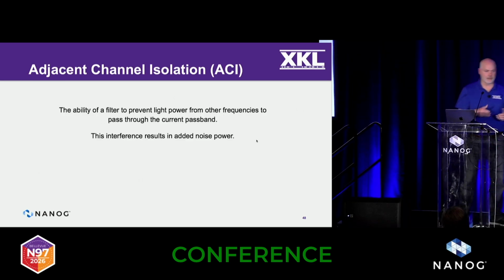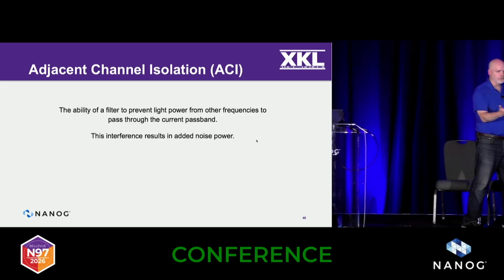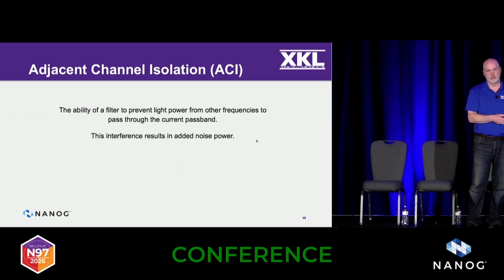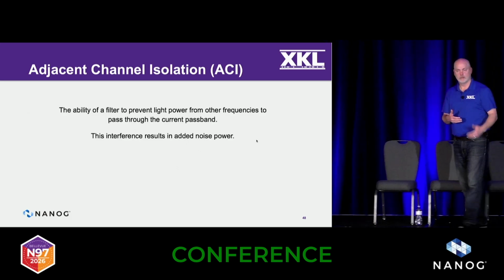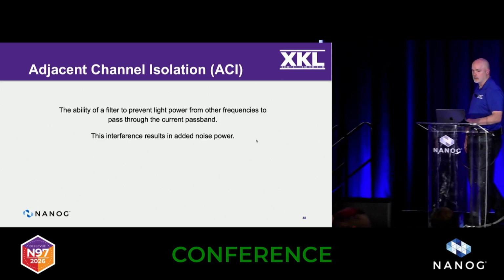So if I've got red spilled over in my blue channel and the blue receiver's trying to receive that light and it sees some of the red, that's noise. It can't recover the blue if it's got too much red noise in there. So that's what the result of ACI is.